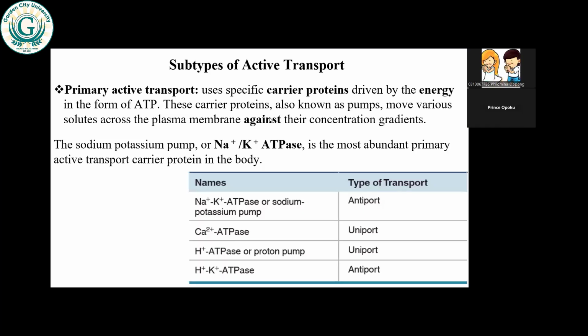Yes, please, we can hear you. And we have someone actually to present on our behalf, and his name is Prince. All right, let me hear from you, Prince. All right, thank you, madam. So ours is on sodium potassium pump.